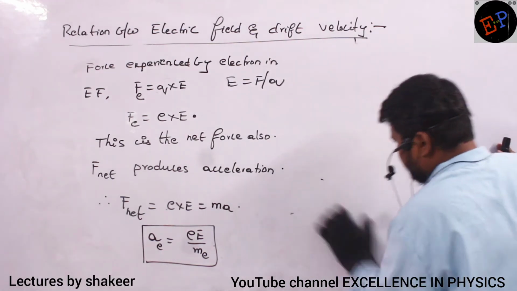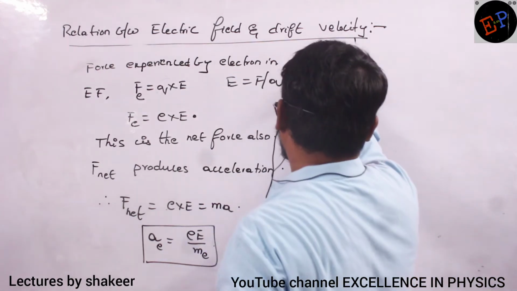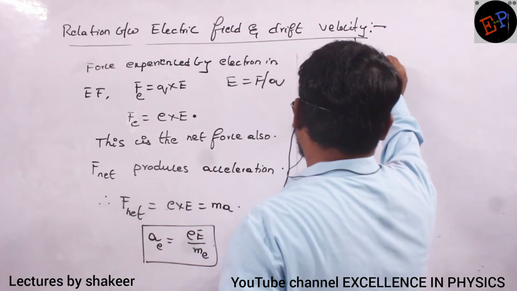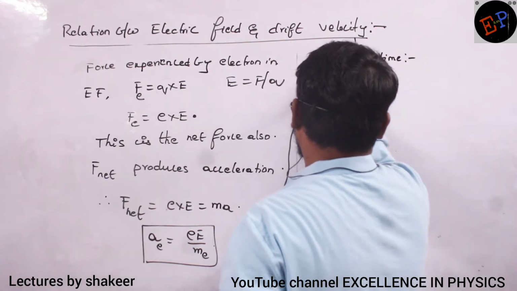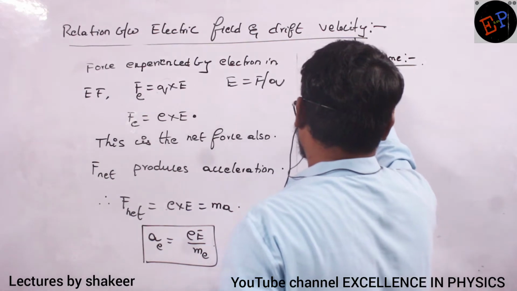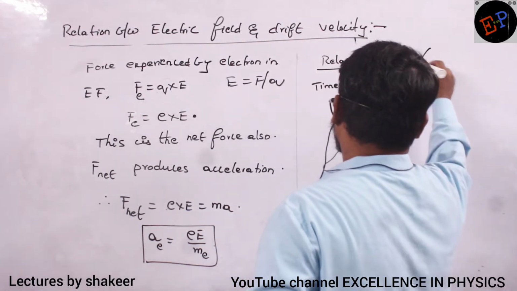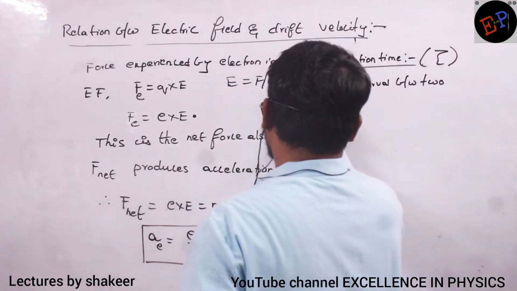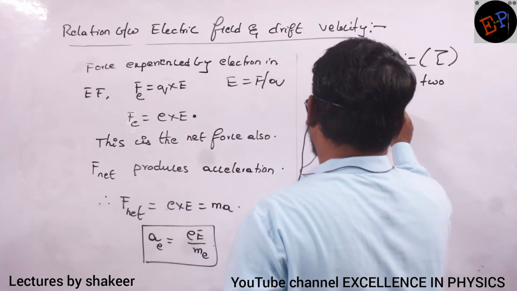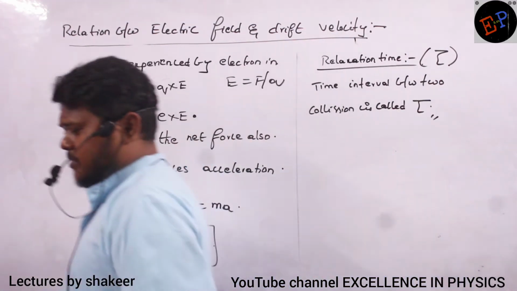we define a term which is called relaxation time. What is the term we are studying? Relaxation time. What is meant by relaxation time? Time interval between two collisions. Time interval between two collisions is called relaxation time. Are you able to understand? It is represented by the symbol tau.